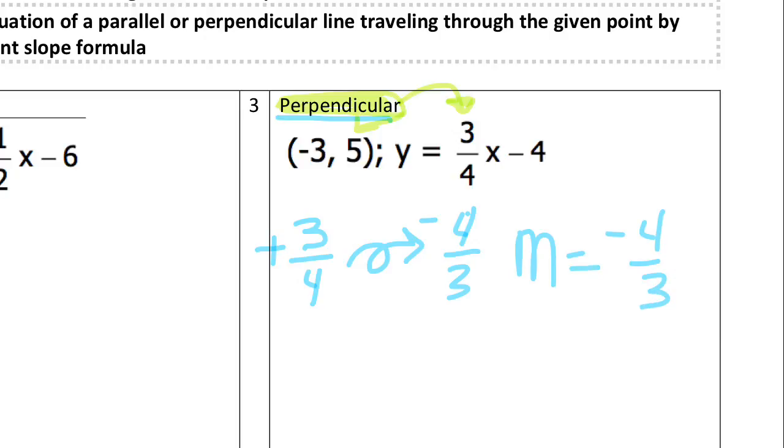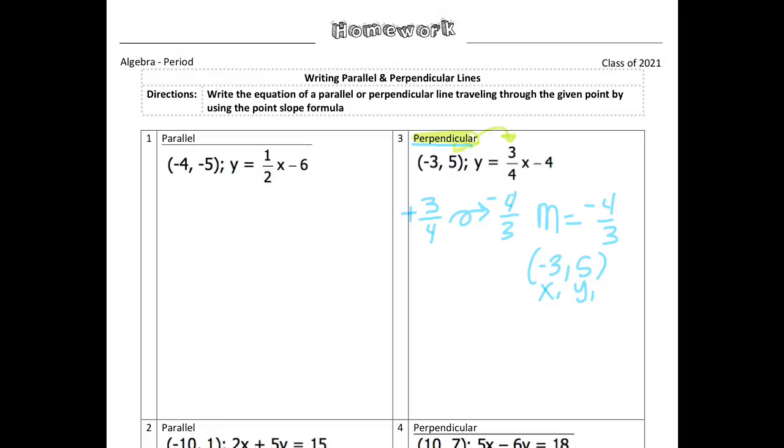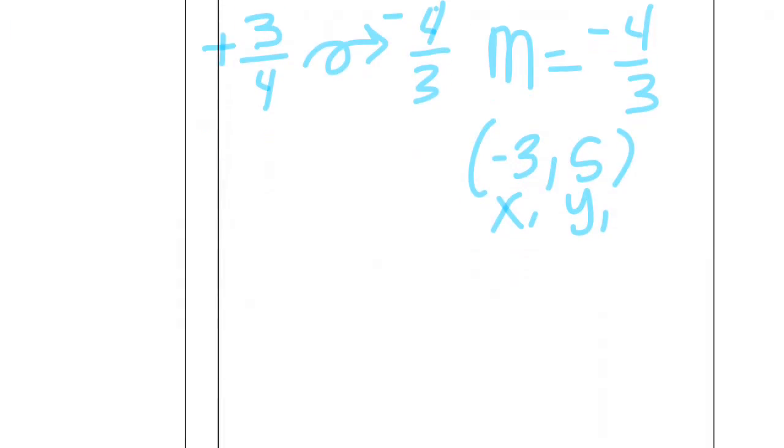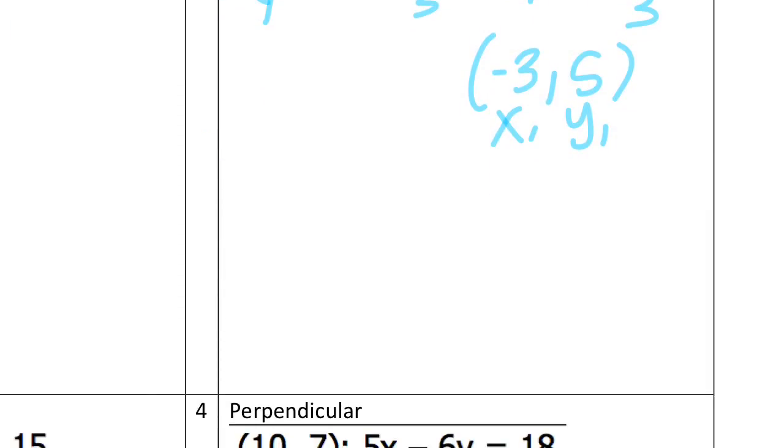That's what it needs to have in order to have a perpendicular path with the line that's given to us. So now I have the slope and I have the point, -3, 5. So this is x1, y1. I write down my formula. My formula is y minus y1 equals slope times x minus x1.